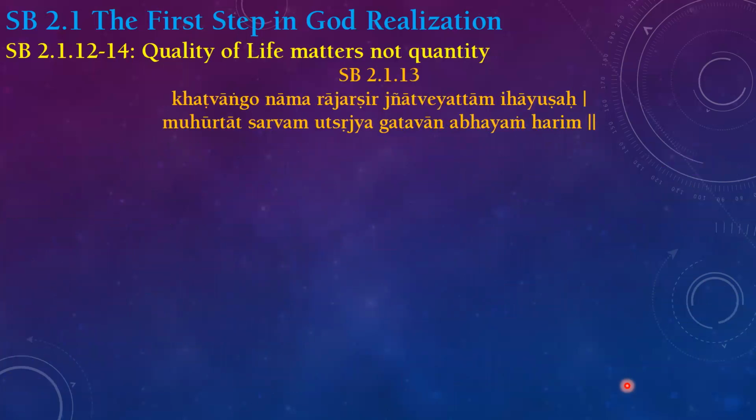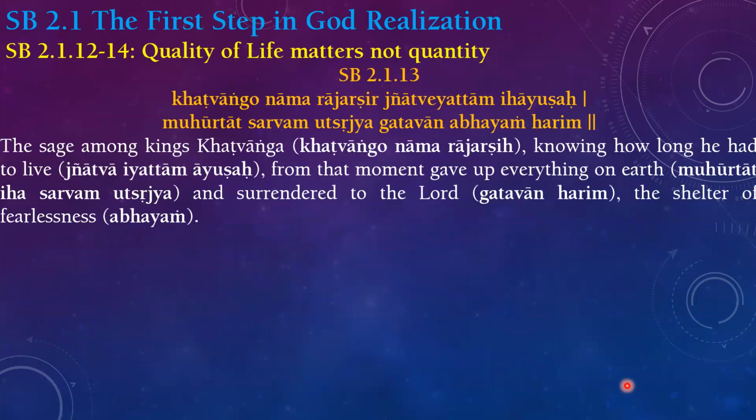Then he says, how can one muhurta give me perfection? Then Sukadeva Goswami says, yes, it gave perfection to Khatvanga Maharaj. Khatvango nama rajarshir jnatva yattami hayusha muhurta sarvamusrujya gatavan abhayam hari. The sage among kings Khatvanga, knowing how long he had to live, from that moment gave up everything on earth and surrendered to the Lord, the shelter of fearlessness.